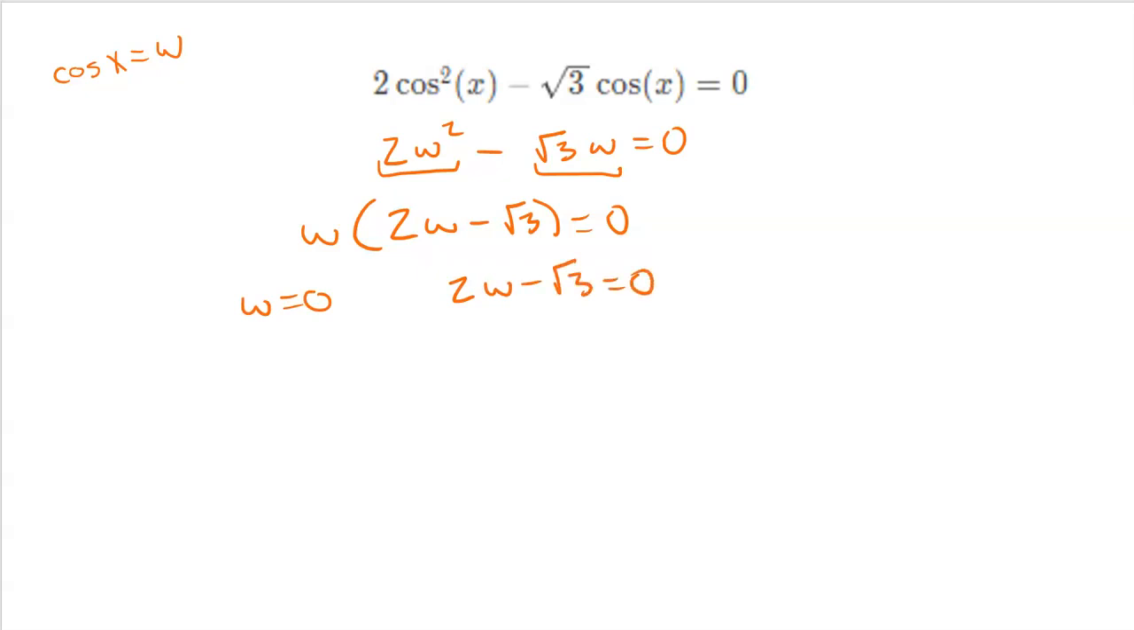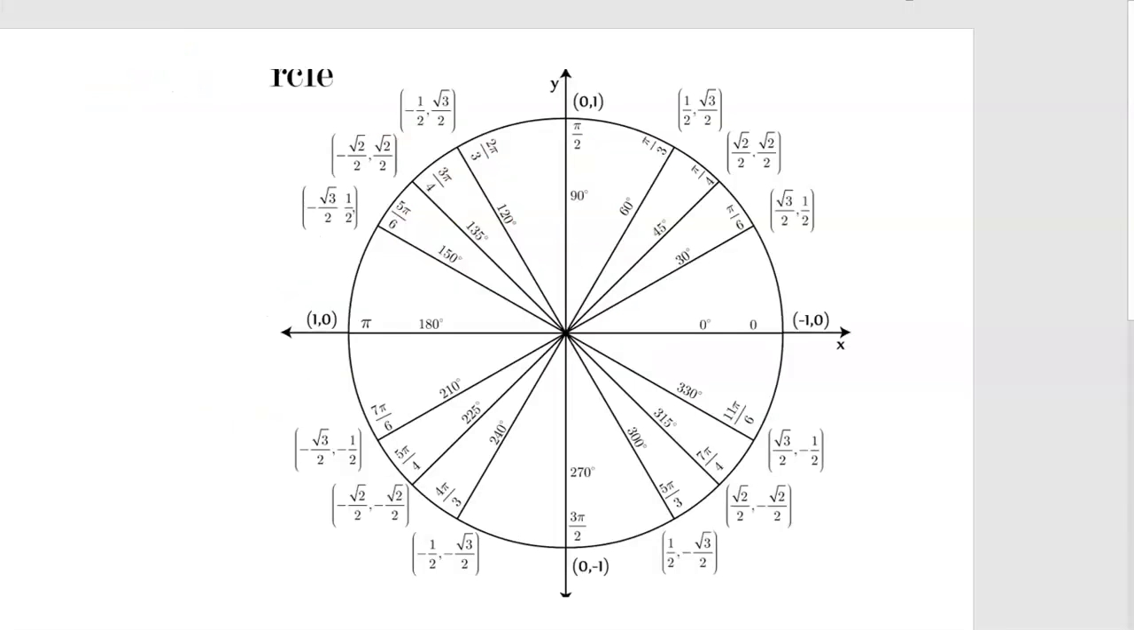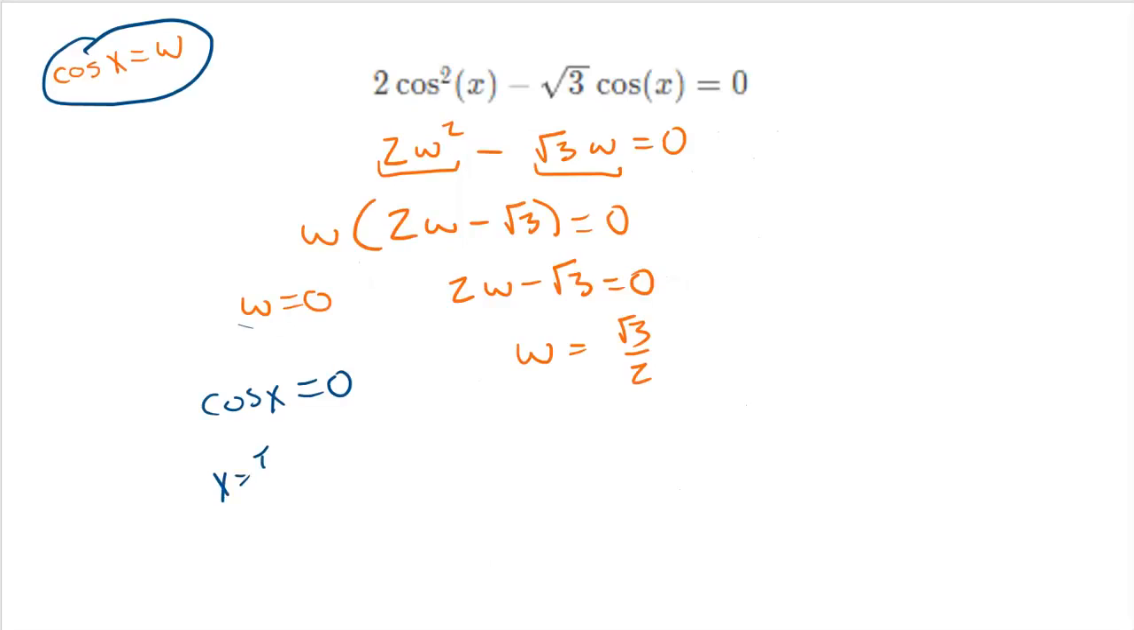And then I'm going to solve. This one's already solved, w equals 0. And this one I'm going to add the radical 3 and divide by 2, so w equals radical 3 divided by 2. And then again, here's what you can't forget to do. Now I got to bring the trig back in. So now I'm going to turn the w back into cosine of x. And I'm going to ask myself, what angle has an x coordinate from the unit circle? That's cosine. What angle has a cosine, or an x coordinate, of 0? Take a quick look at that unit circle, and that happens at the very, very top. I see the x coordinate of 0 at pi over 2, and the very, very bottom, 3 pi over 2. So pi over 2 and 3 pi over 2.